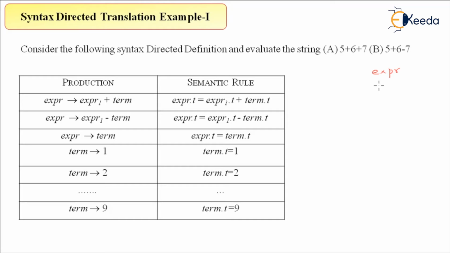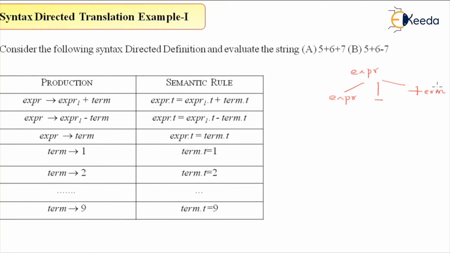EXPR will be deriving EXPR minus term. Okay, and then we have to go here again and EXPR derives EXPR plus term. And then EXPR to term, and term will derive 5, and here 6, and here 7.